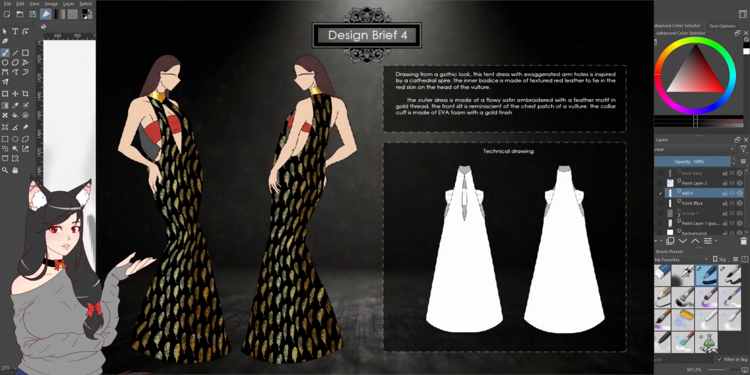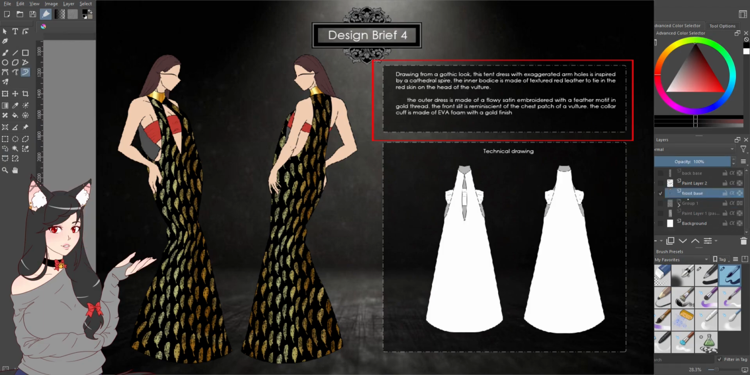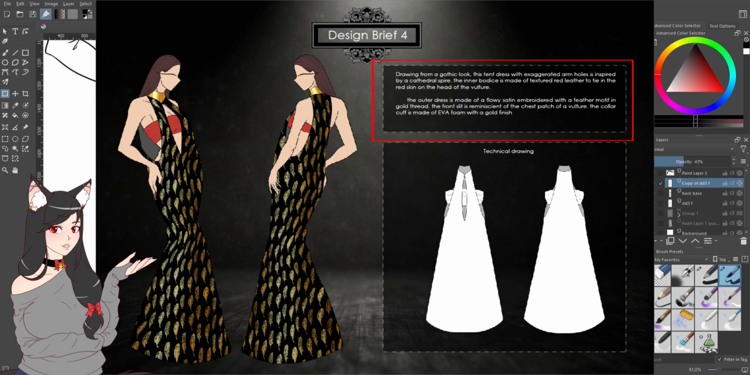Design brief 4. Drawing from a gothic look, this tent dress with exaggerated armholes is inspired by a cathedral spire. The inner bodice is made of textured red leather to tie in the red skin on the head and legs of a vulture. The outer dress is made of a flowy satin embroidered with a feather motif and gold thread, and the front slit going across the chest is reminiscent of the chest patch of a vulture, and the collar cuff is made of EVA foam with a gold finish.